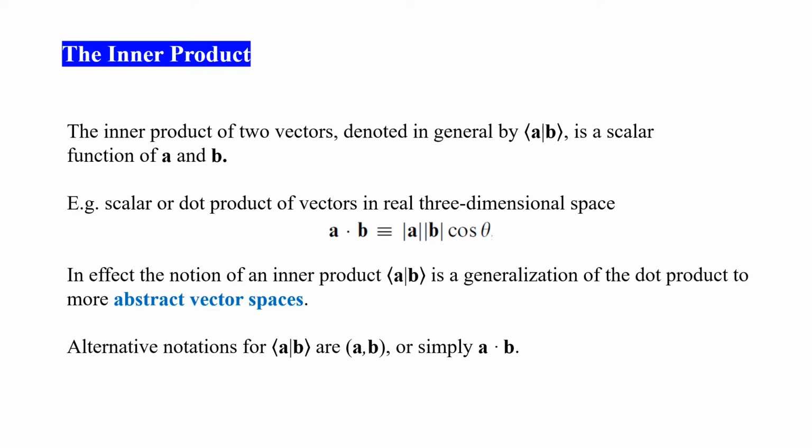Now let's redefine your inner product in terms of your vector spaces. The inner product of two vectors, denoted by your bracket notation, bra A ket B, is a scalar function of A and B. So again, this symbol here is what you call your bracket notation. This one here is your bra, and this one is your ket.